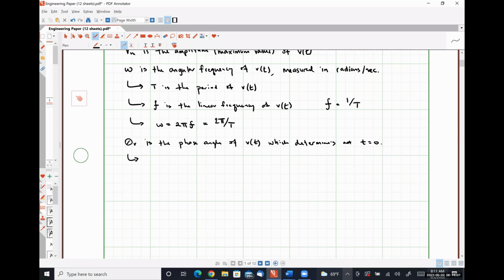So positive phase angles. So if theta v is greater than 0, causes shifts to the left by a time delta t is equal to theta v over omega.